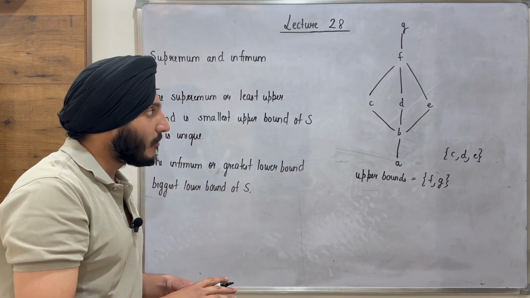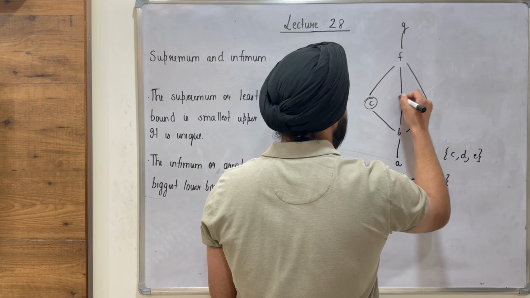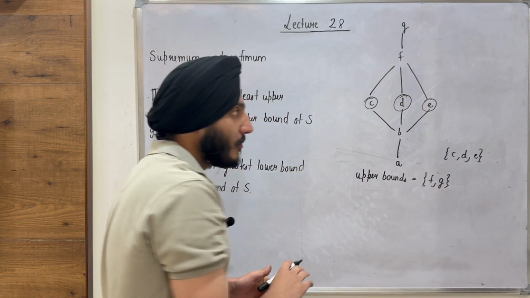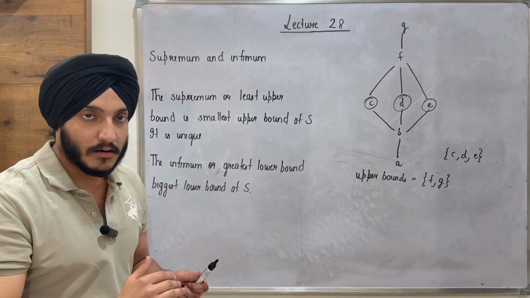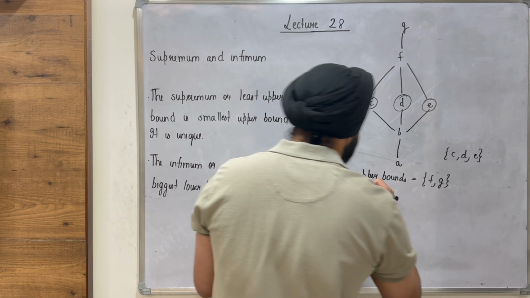Now let's talk about what the lower bounds are going to be in this case. So I'm just going to circle the elements that I'm considering. Now a lower bound is going to be all the elements which are lower than it. In this case, if you look at it, B and A are the lower bounds.